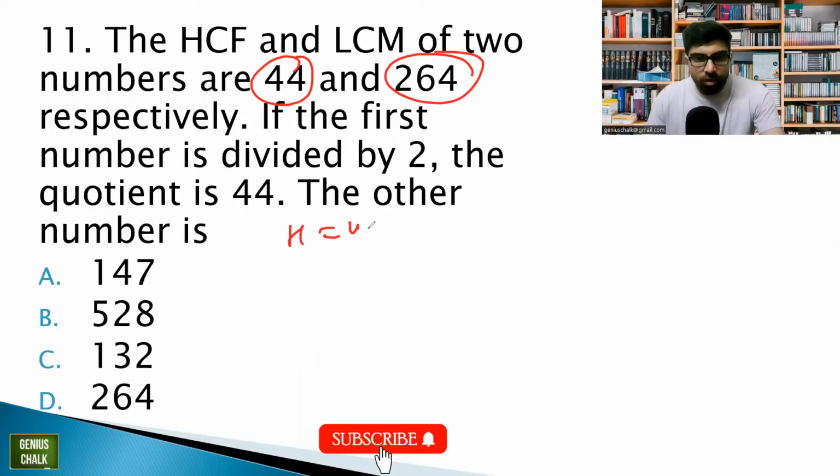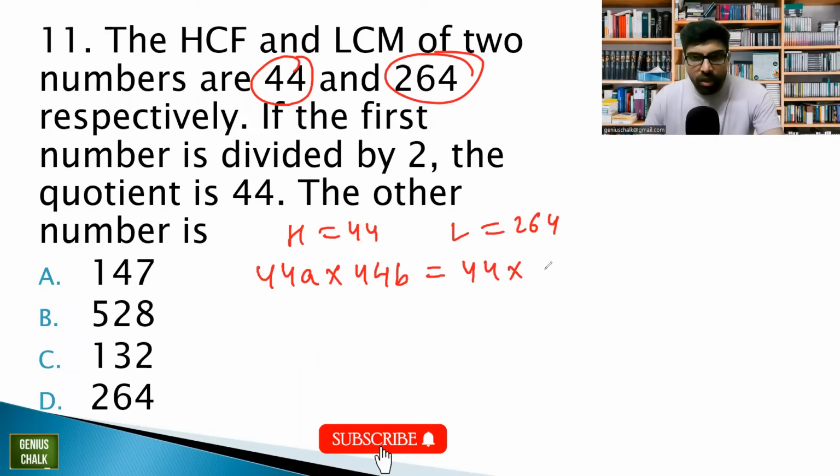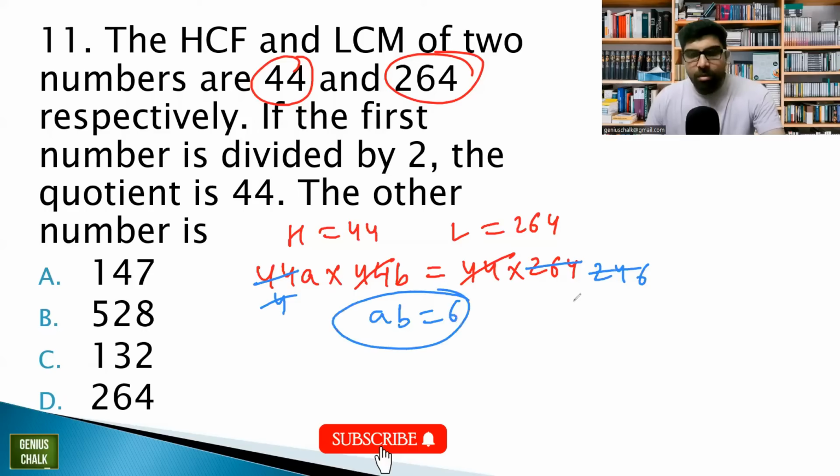So HCF is 44, LCM is 264, right? The first number is divided by 2. So the numbers must be of this form, 44A and 44B, and we know the product of two numbers is equal to the product of their respective HCF and LCM. 44 gets cancelled. This becomes, let's see, 11 fours are 44, and 11 twos are 22, 11 fours are 44, the 4 6s are 24. That means AB is equal to 6. That means A and B could be 1 and 6, co-prime, and they can be 2 and 3 also.